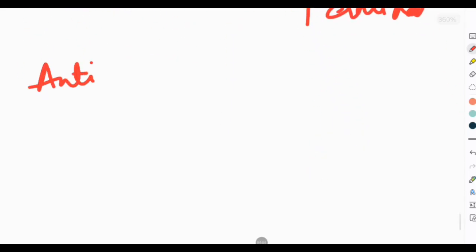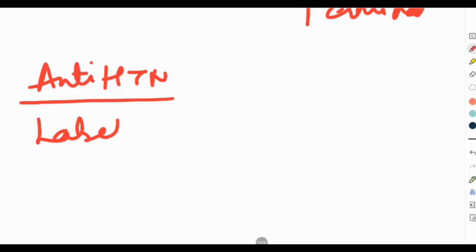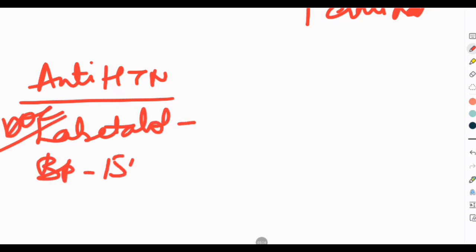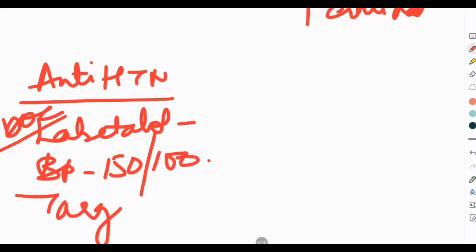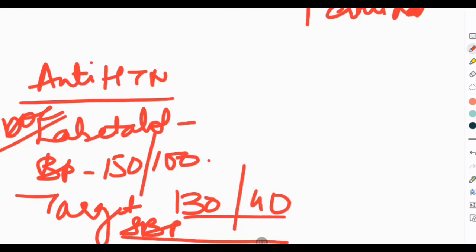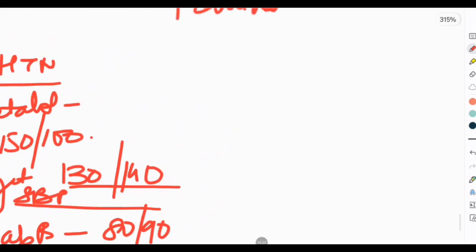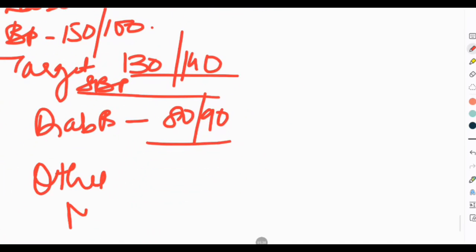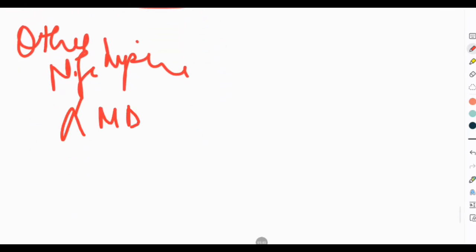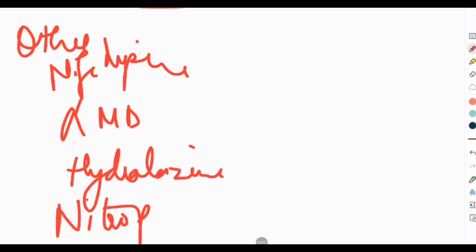So antihypertensive, labetalol, drug of choice. BP 150/100, target BP is 130 or 140 systolic. Okay, 130 or 140 by labetalol, and diastolic BP 80 to 90. Okay. Other drugs: nifedipine, alpha methyldopa, hydralazine, nitroprusside.